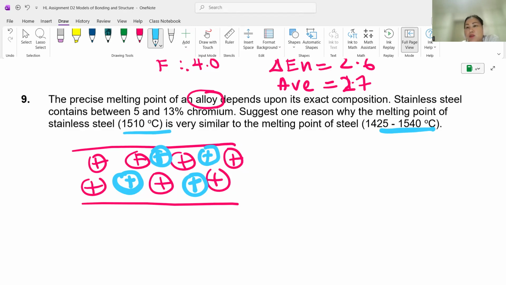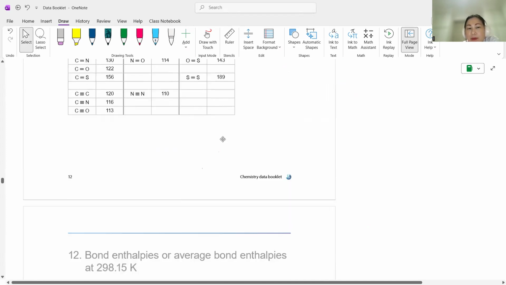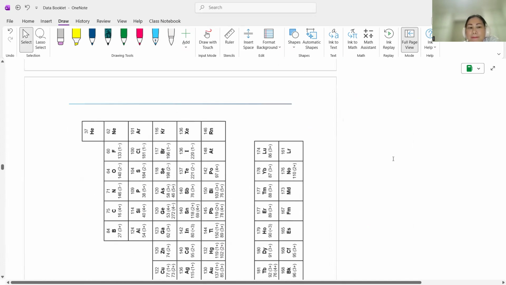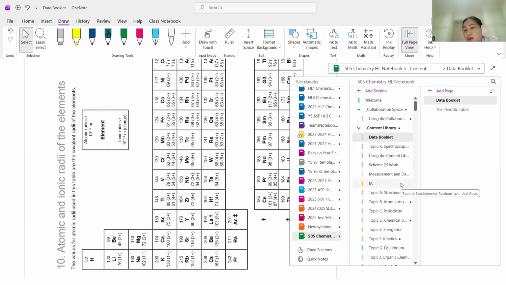So therefore, what we can do is go to the data booklet and look at the size. Maybe that will give us some idea. We look at table 9, where we look at the size of the metals. Stainless steel is mainly iron. So you can see iron is about 61 for 2 plus. Chromium is about 62 for 3 plus. That is the ionic radius. But if we look at the atomic radius, it will be about 130 and 124. So why is it that they have a similar melting point?